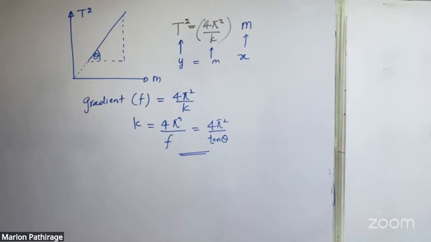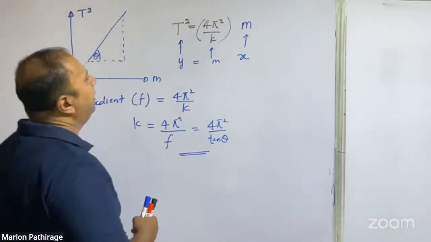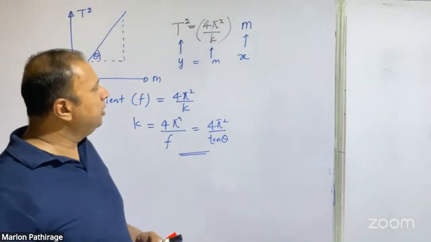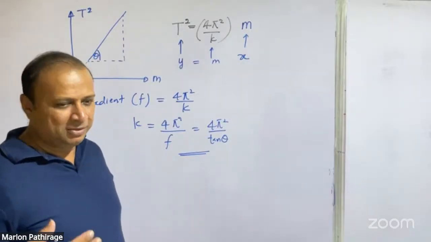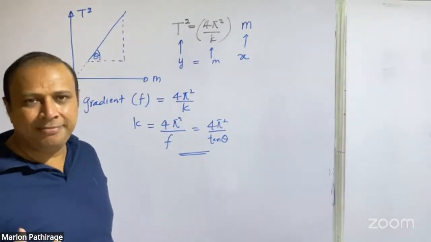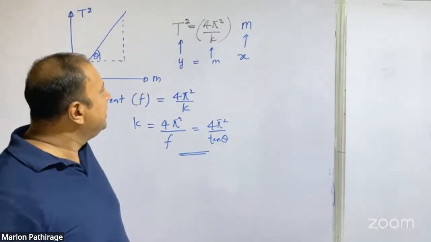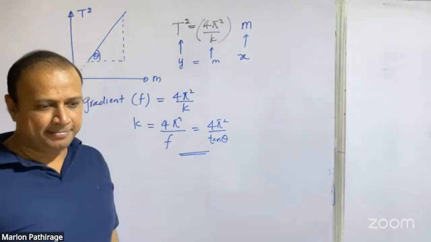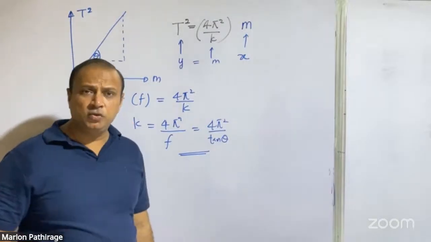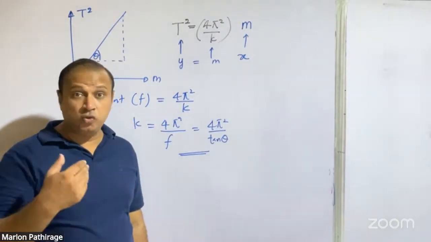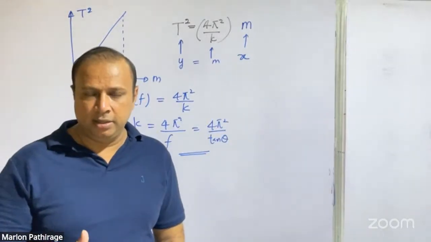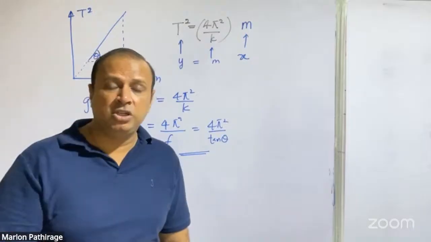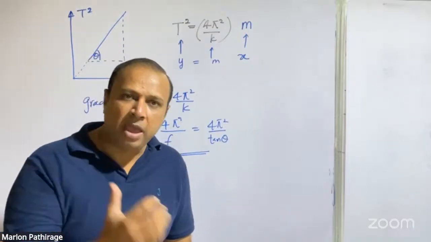Okay. During this experiment, you are going to measure M and T, mass and time. Those are the only two values. Among those two variables, what should be the variable that has to be measured much more accurately?